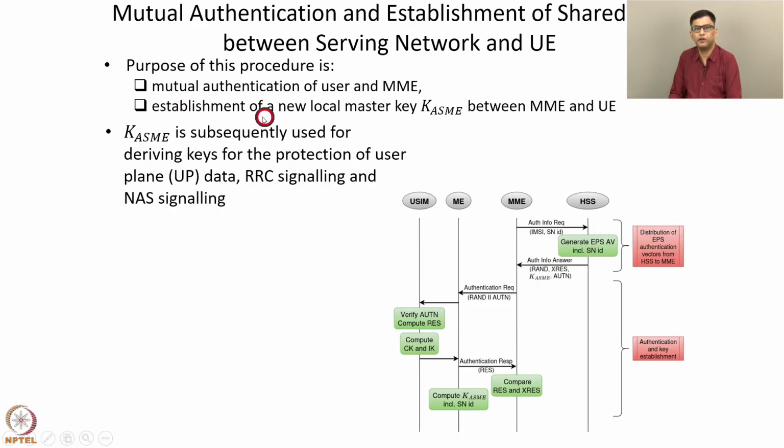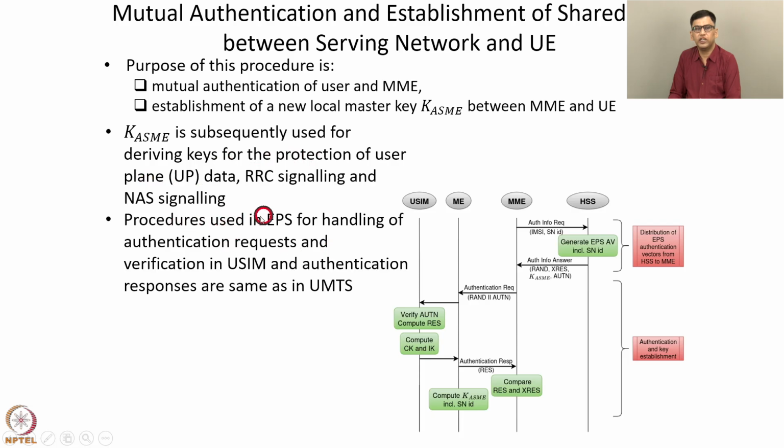The KASME is subsequently used for deriving keys for the protection of user plane data, RRC signaling and NAS signaling. So, user plane data is the data plane information, and RRC signaling is exchanged between the user equipment and the eNodeB, and NAS signaling is exchanged between the mobile and the MME. So, KASME is used for deriving keys for the protection of user plane data, RRC signaling and NAS signaling, and this protection includes encryption and message integrity.